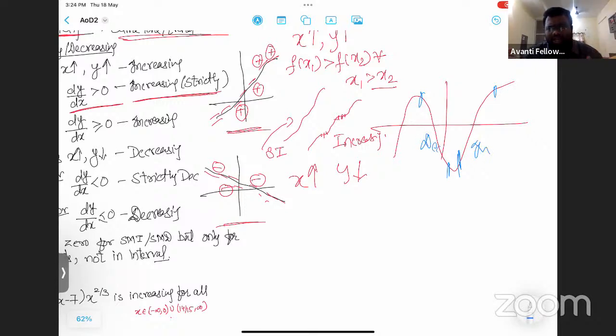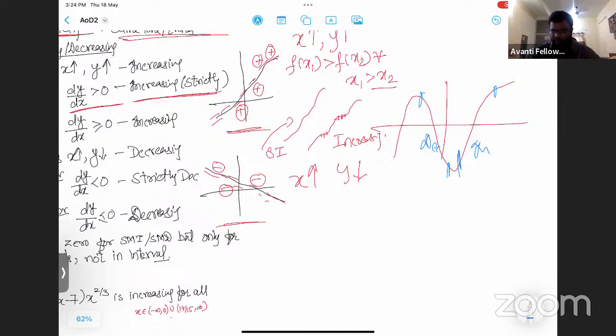So if they are mentioning a given interval x1 to x2, and in that particular interval the graph is showing increasing or decreasing characteristic, then we can say, yeah, fine, in this particular interval the graph is increasing or decreasing. Are you getting my point? A function may not be increasing or decreasing throughout its domain, but part-wise it can.